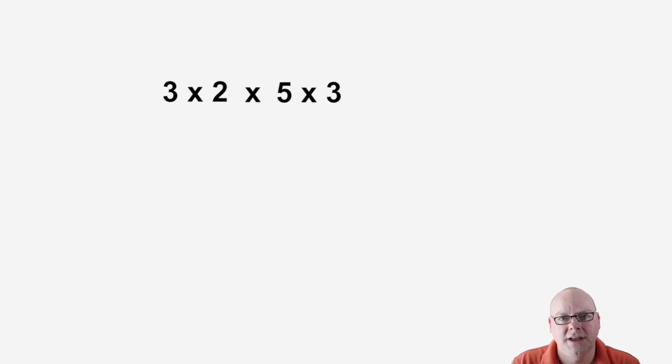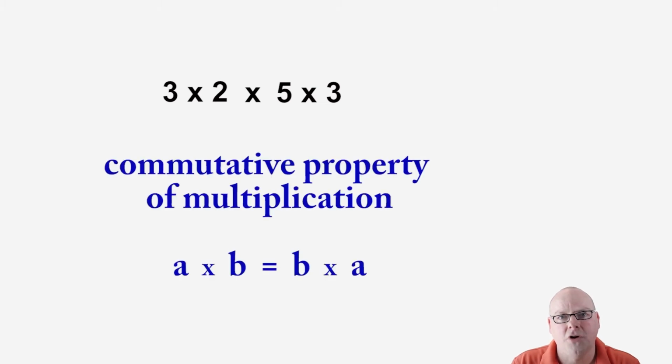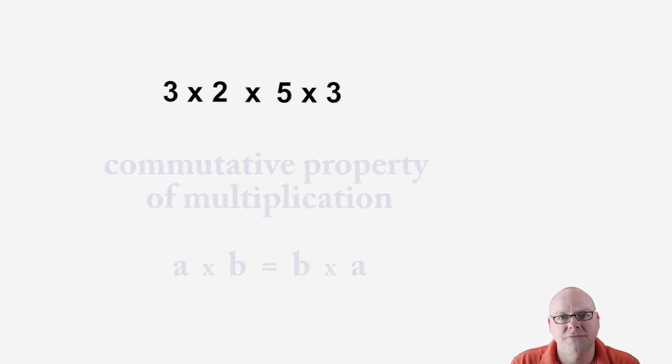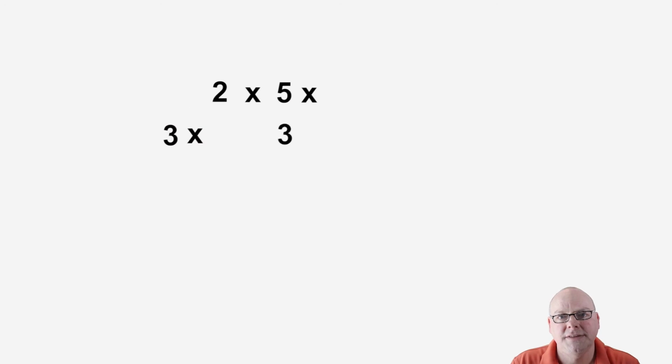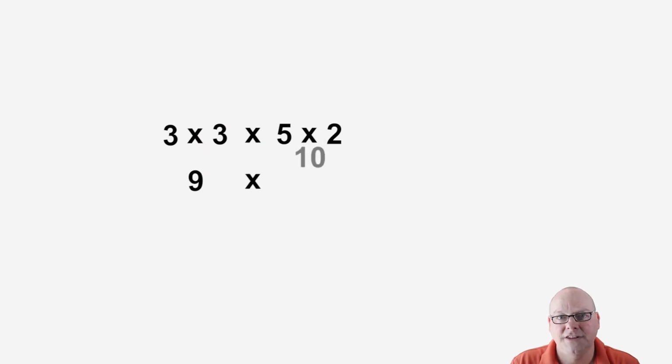Here's another cool trick. Anytime you have to multiply several numbers together, you can multiply them in any order. That's called the commutative property of multiplication. You don't have to remember that name, but it helps to remember that you can do this. So we can arrange those 4 numbers in any order we want and then multiply. Let's arrange them like this: 3 times 3 times 5 times 2. That makes our multiplication even easier because 3 times 3 is 9, 5 times 2 is 10, so you just add a 0 to the 9 and you get 90.